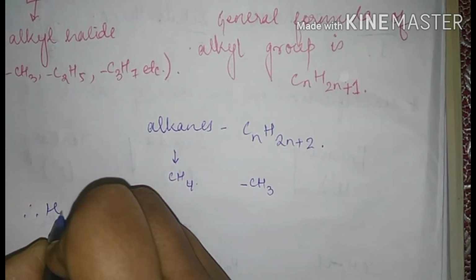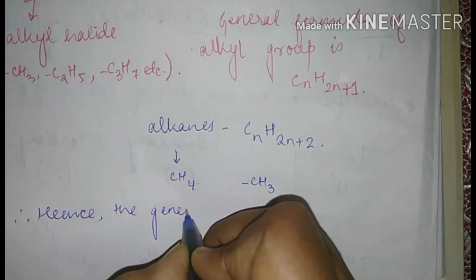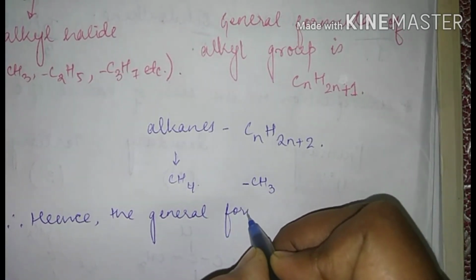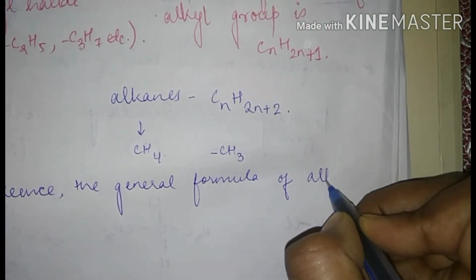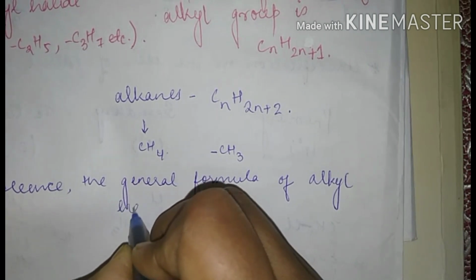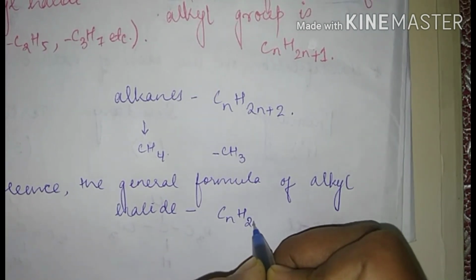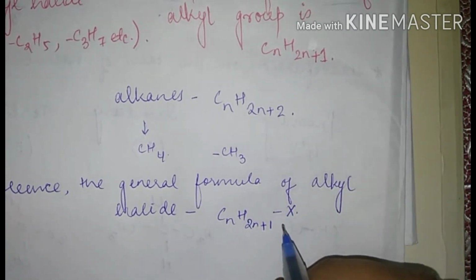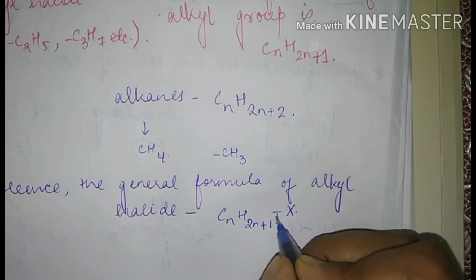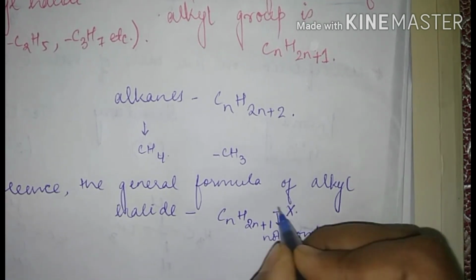Hence, the general formula of alkyl halides is CnH2n+1X, in which X is the halogen. This is not a bond, this is not a bond. This is for notation.